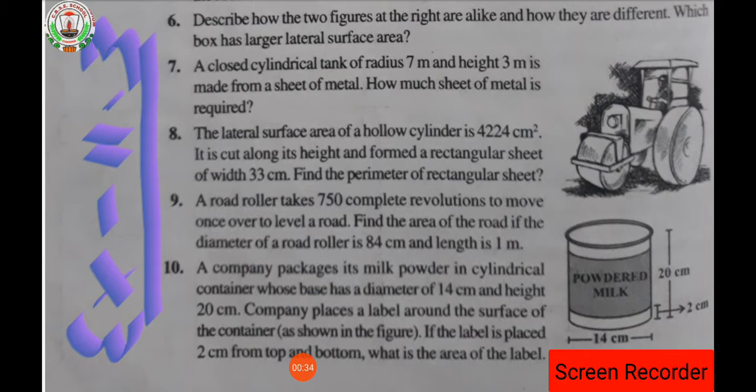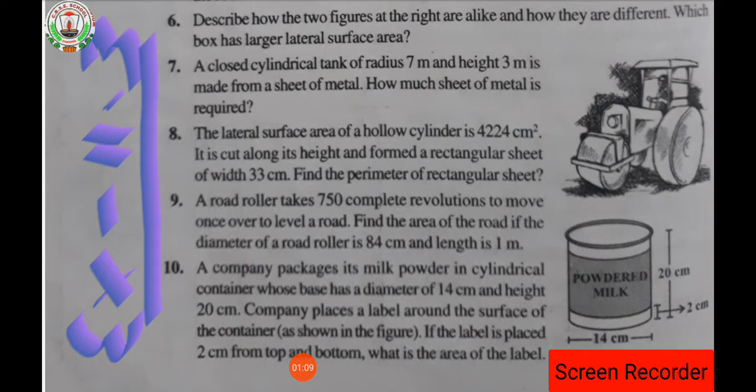Here two figures are given. One is in the shape of a cube and the other is in the form of a cylinder. Now we have to compare both, how they are alike, that means how they are the same, and how they are different, as well as calculate their curved surface area.